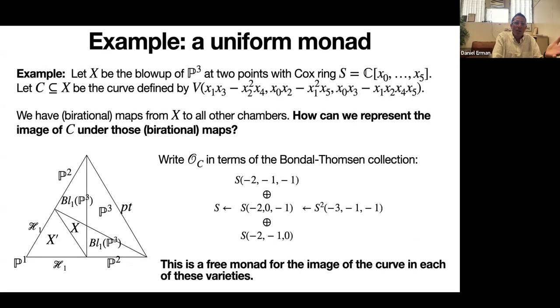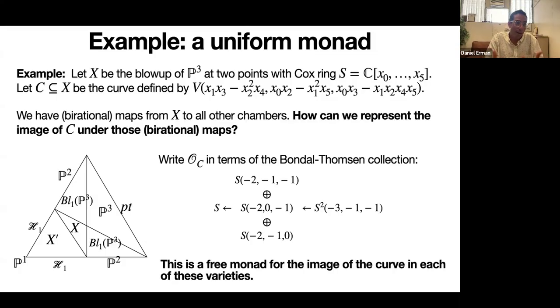Let me try to make this even more concrete. Let's take the blowup of P3 at 2 points. I'm going to take a curve in the blowup of P3 at 2 points. That's X, this is an actual secondary fan. X is the middle region. And then there are other varieties that appear in the secondary fan. And so if I have a curve in X, that will induce a corresponding curve in each of the other toric threefolds in this picture.